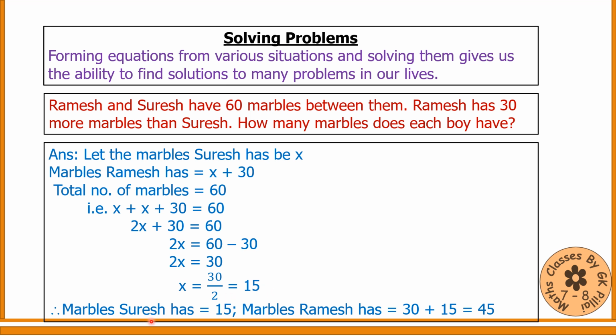So the marbles Suresh has will be equal to 15 and the marbles Ramesh has equal to x plus 30, that is 30 plus 15, 45. This is the way we have to write. I have written the minimum steps only, limited steps only. This many steps you have to definitely write to solve this particular sum.